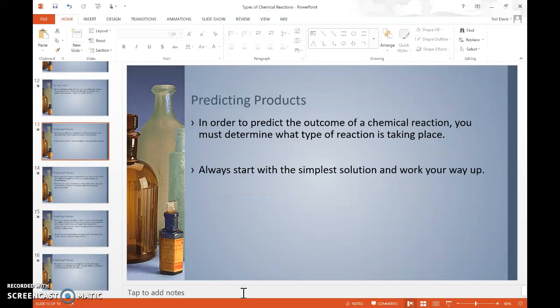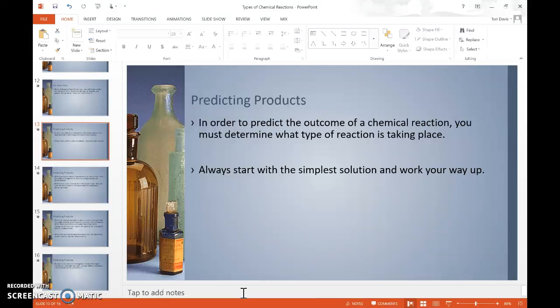So predicting products, start on the correct slide here. This is going to be a continuum of our types of chemical reactions notes. When you're trying to predict the product, basically what you're doing is guessing which type of reaction is going to make the most sense, and I'm going to break that down for you. It's always best to start with the simplest solution and work your way up if you can't solve that solution, okay? But you do need to look at what's being given to you and try to use deductive reasoning to come up with the solution, okay?